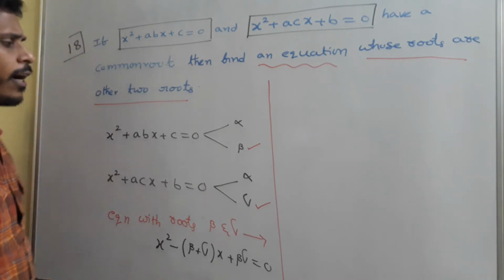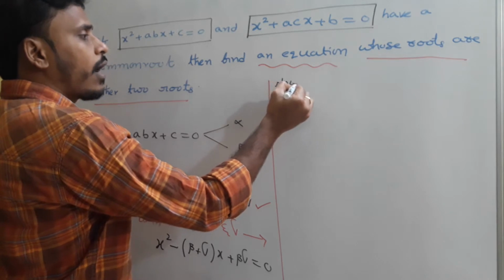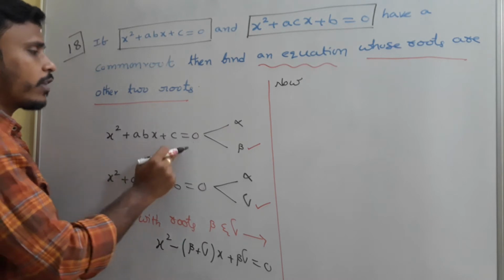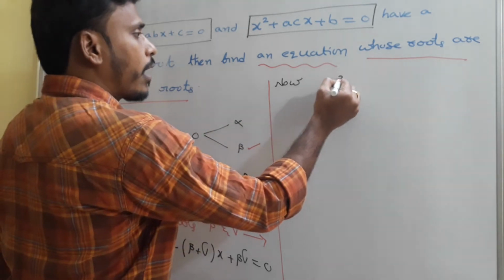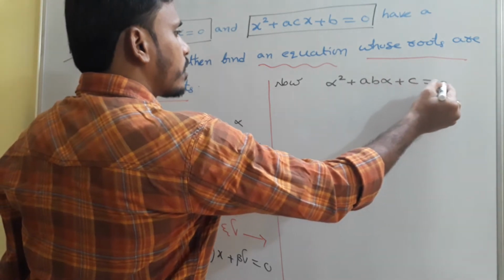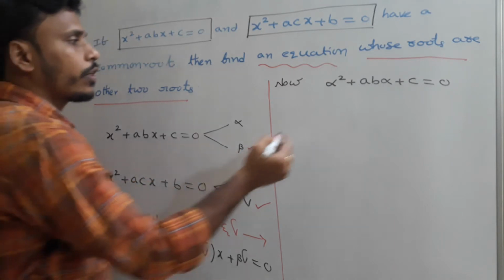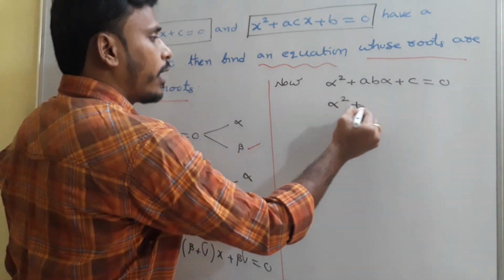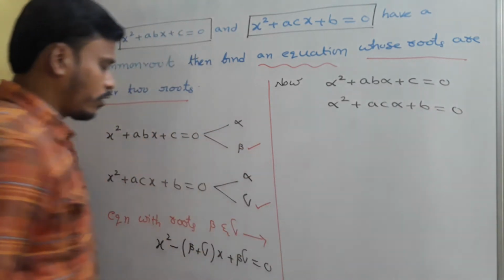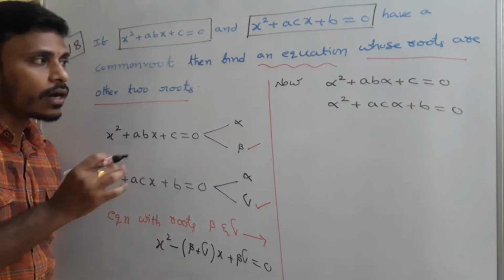Since alpha is a common root for these two, now what I need to do is substitute the common root alpha in the given equations. Substitute alpha in the first equation: alpha² + ab alpha + c = 0. And since alpha is a root of the second equation, alpha² + ac alpha + b = 0. Now you just do subtraction to get the alpha value.